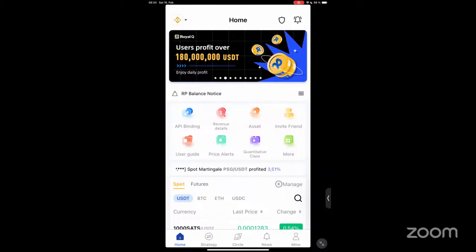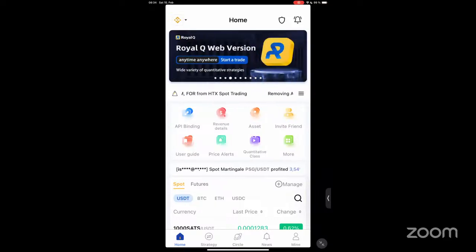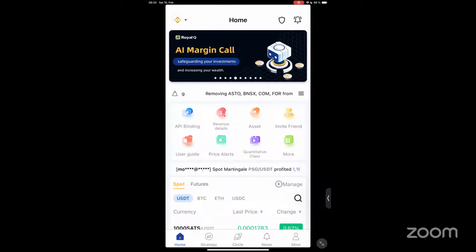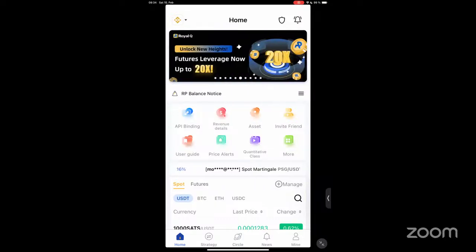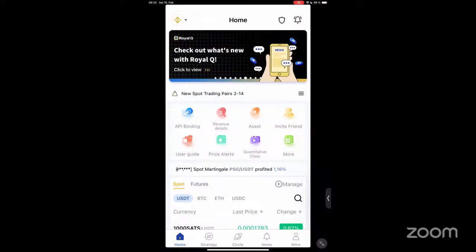User profit over 180 million USDT. So you can see it for yourself. Royalq web version. You can also have the AI margin call. If you want to read more, just tap on the adverts, then you can get more information about that.